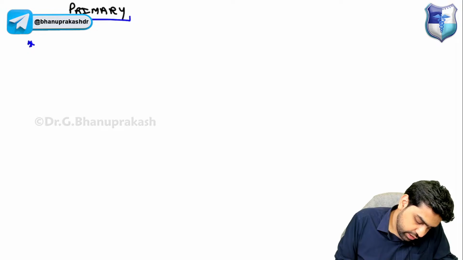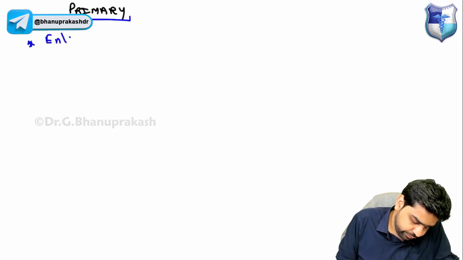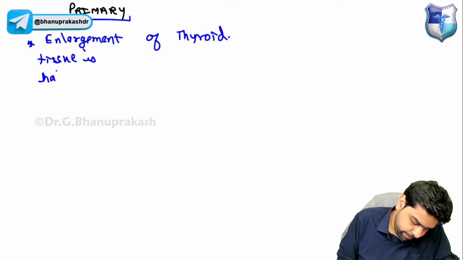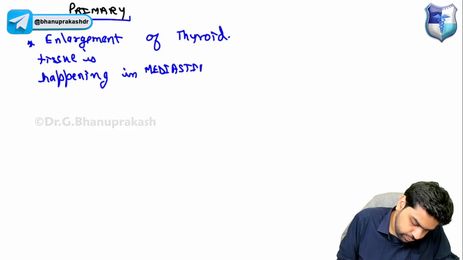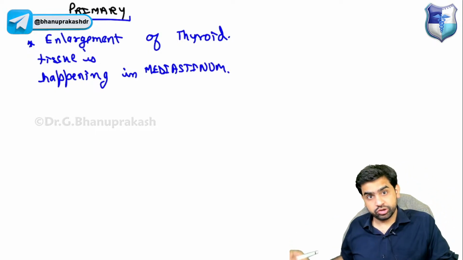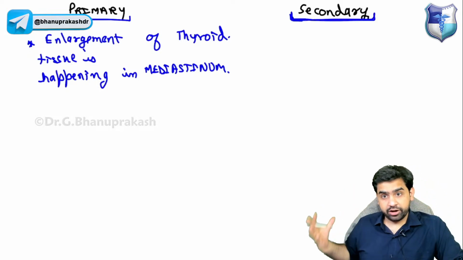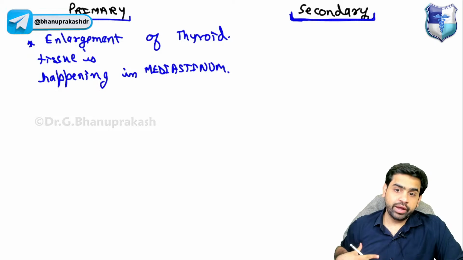Here the enlargement of the thyroid tissue is happening in the mediastinum. This is what is referred to as a primary retrosternal goiter. What is a secondary retrosternal goiter? The secondary retrosternal goiter is a condition when the enlargement of the thyroid tissue started in the neck and then came to lie in the mediastinum.